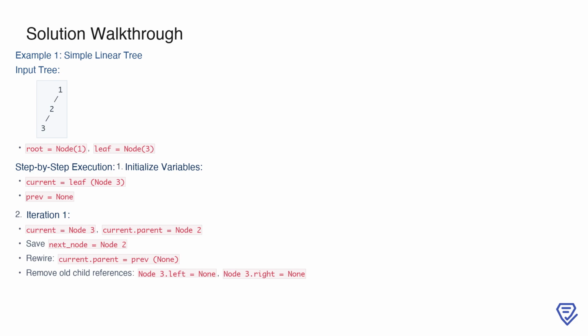In the first iteration, current is node 3, and since it has a parent, node 2, we save this parent as next_node. Then, we sever the connection with its parent by setting current.parent to previous, which is currently none. We also remove any child references from node 3 by setting both node 3.left and node 3.right to none, ensuring it won't point to any old children.